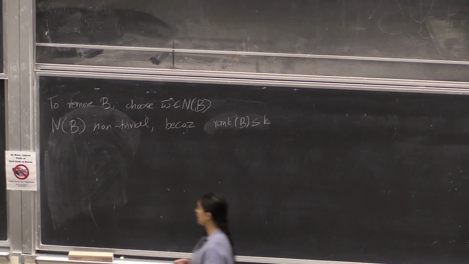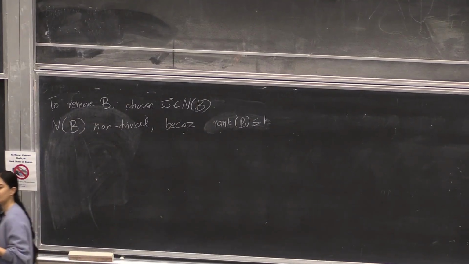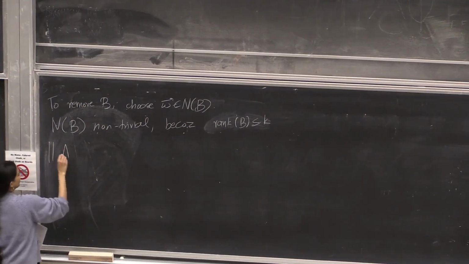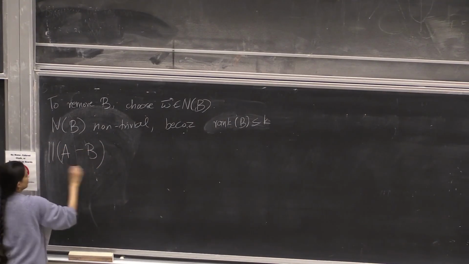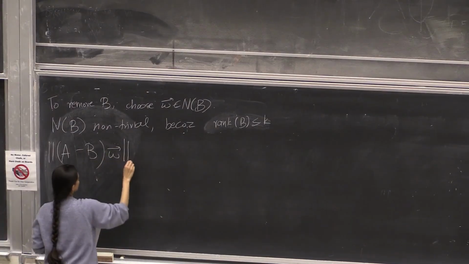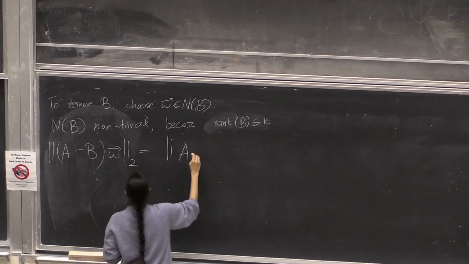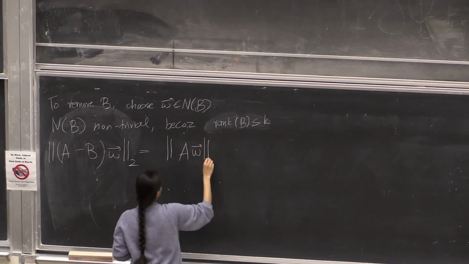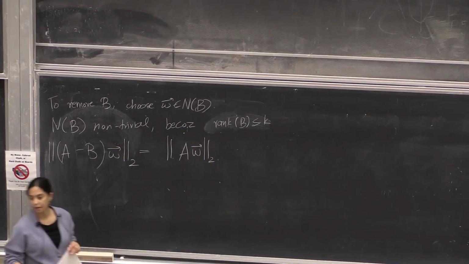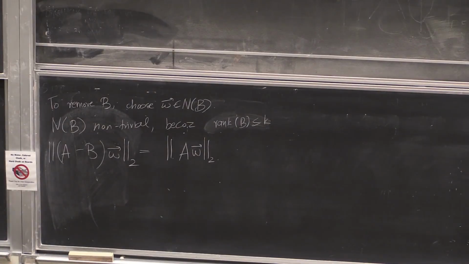Okay, good. Is that good enough for us? What more did we want? We don't want just that. If we did that, we now have the 2-norm of A minus B, applied to W, equal to the 2-norm of AW, right? Just by this choice of W, B times W is equal to 0. Therefore, we've removed that component.